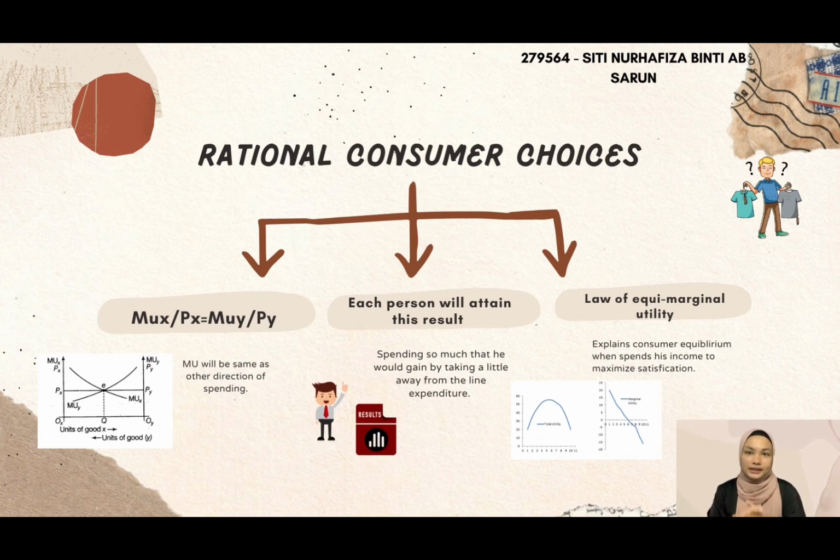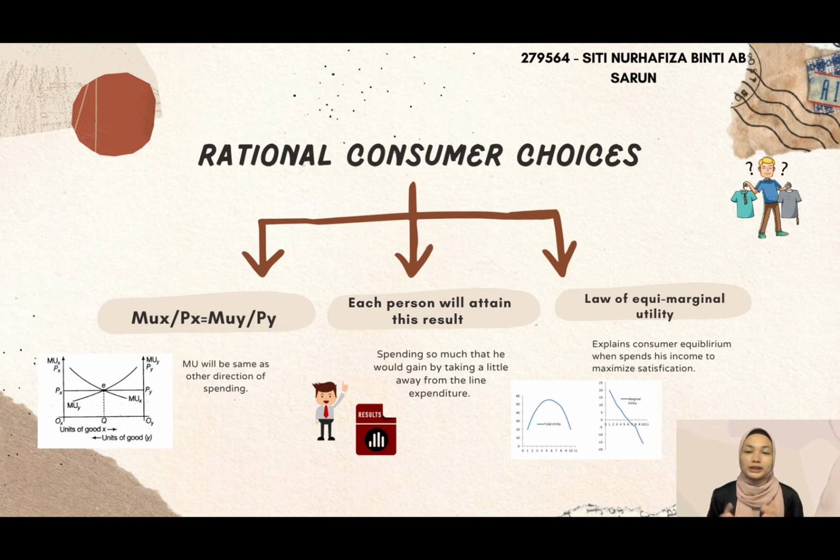The next slide indicates rational consumer choice. Marshall's demand analysis also employed the idea of rational consumer choice. In a money economy, said Marshall, each line of expenditure will be pushed to the point at which the marginal utility of a dollar's worth of goods will be the same as in any other direction of spending.